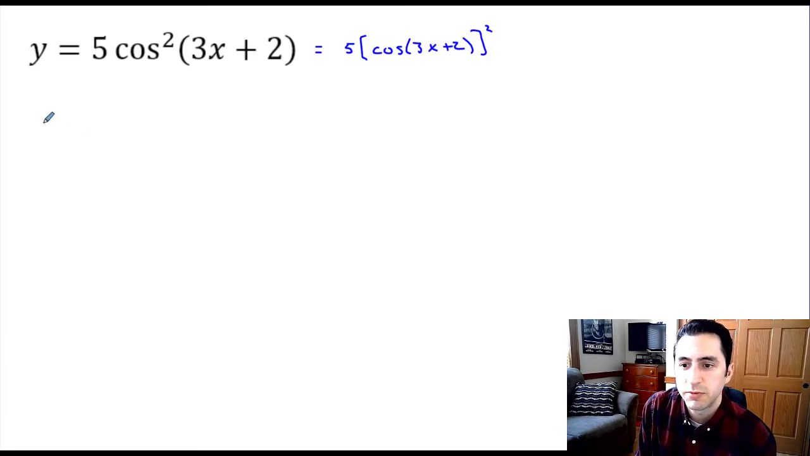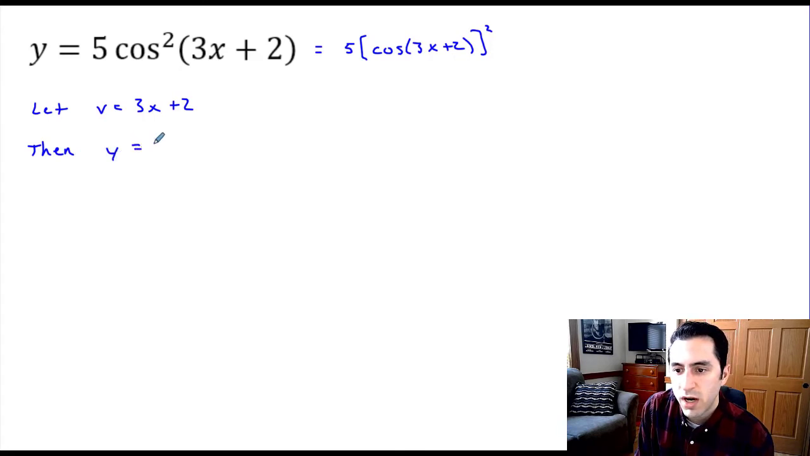So the first thing, I'm going to say let v equal what is inside my parentheses. So v is equal to 3x plus 2. If I set it up like that, then I can rewrite my equation. Then y is going to be equal to 5 times the cosine squared of v. Right? But I still have multiple things going on. So let's do one more substitution here.